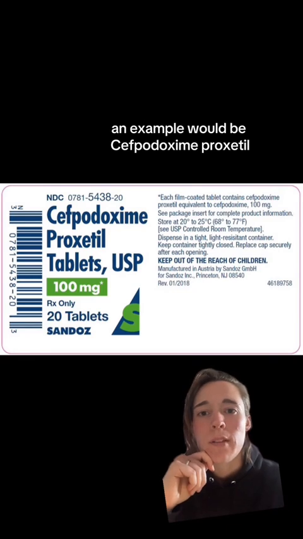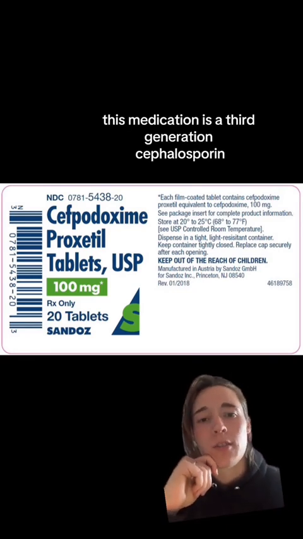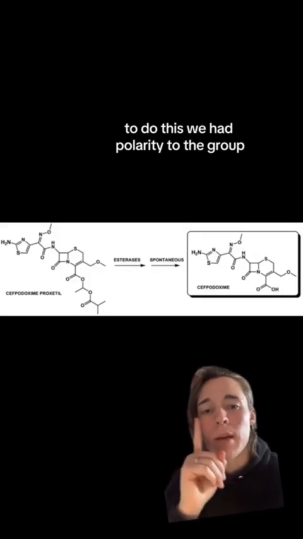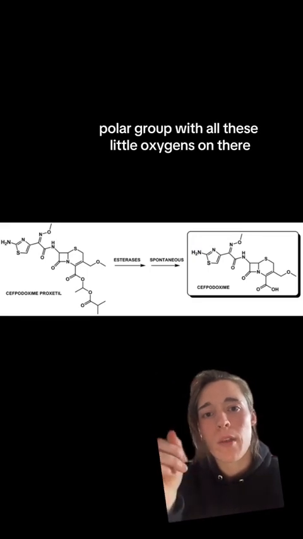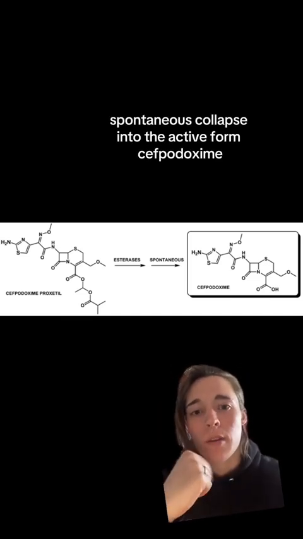An example would be cefpodoxime proxetil. This medication is a third-generation cephalosporin. It's usually used for something like upper respiratory infections. To do this, we add polarity to the group, so we have this long little polar group with all these little oxygens on there. It's absorbed, it's cleaved by esterases, and then undergoes spontaneous collapse into the active form, cefpodoxime.